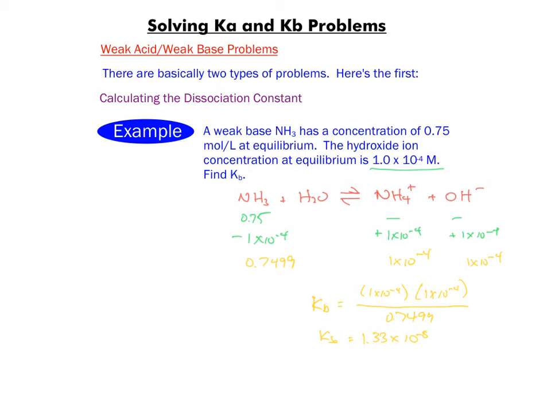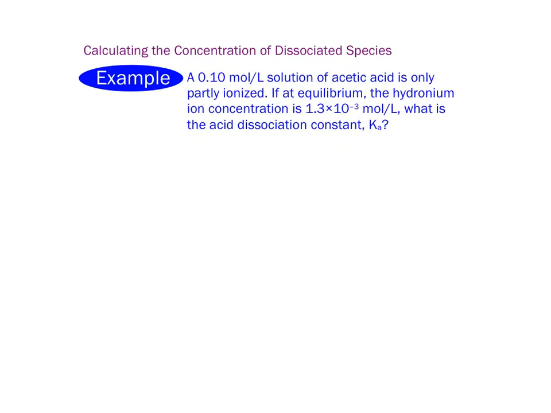All right, moving on to the next example. We have a 0.10 molar solution of acetic acid. It's only partly ionized. Okay, so at equilibrium, the hydronium ion concentration is 1.3 times 10 to the negative 3 moles per liter. What's the acid dissociation constant, which is Ka?